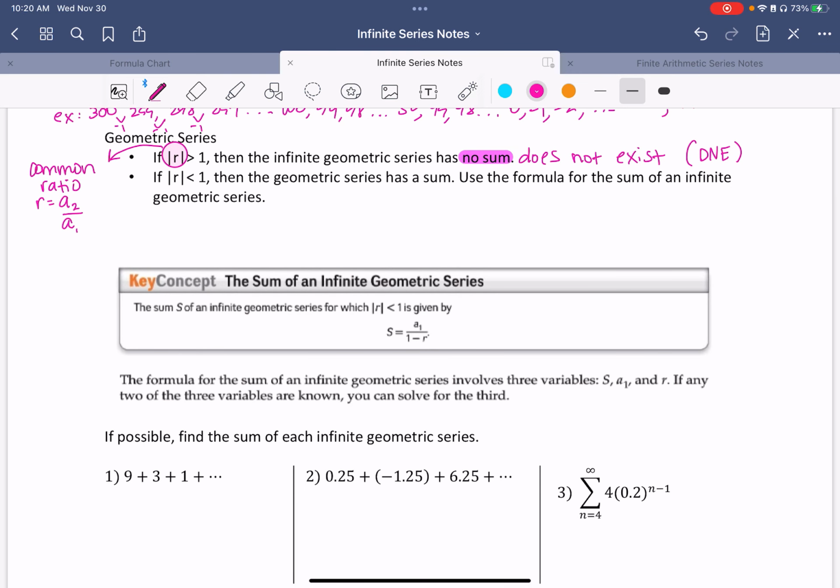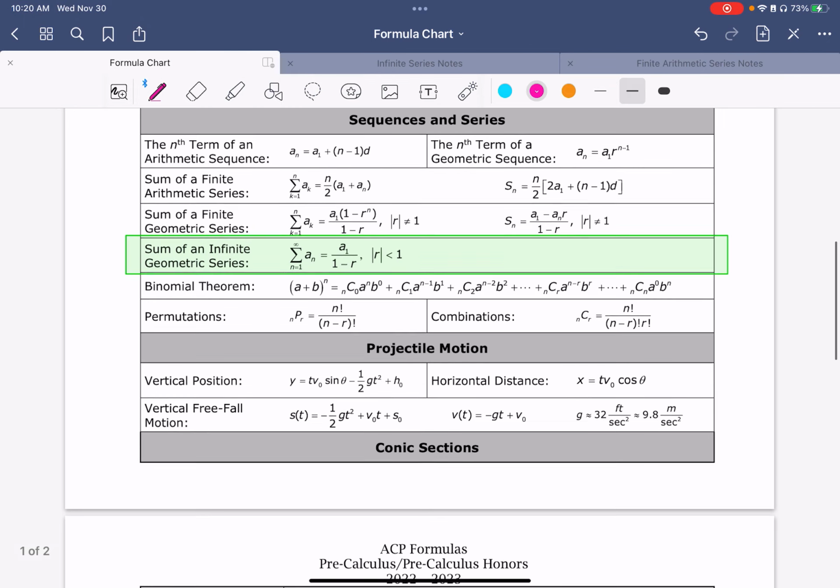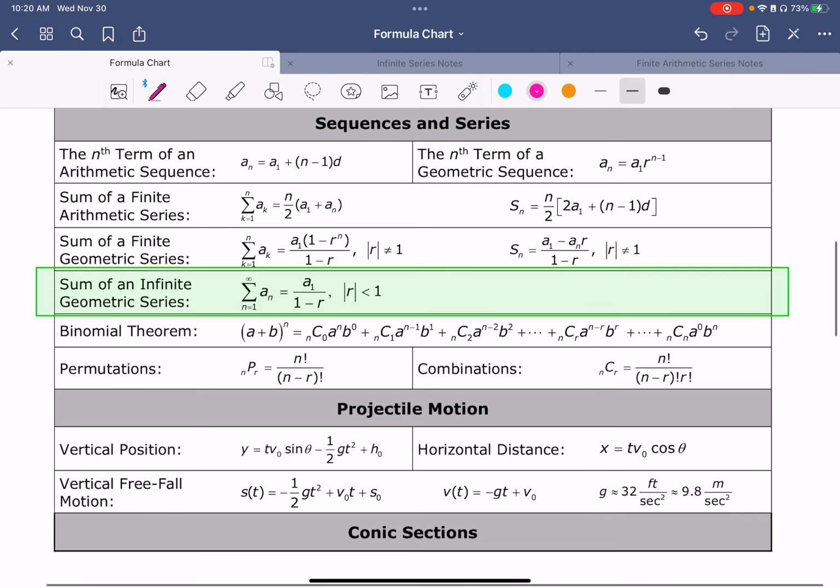So the sum S of an infinite geometric series for which the absolute value of r is less than 1 is given by S equals a sub 1 over 1 minus r. Now, this formula is in your formula chart. I have it highlighted here under the sequence and series.